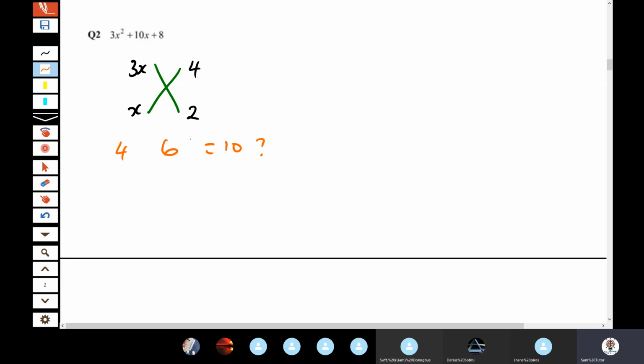Yes. How? By adding. By adding, and you're done. Plus, plus, double check it. Positive 4 times positive 2 is also positive 8. I think you're looking good. What's the answer that we're looking for? 3x plus 4 and x plus 2. Wow. Amazing. All right. Good work.